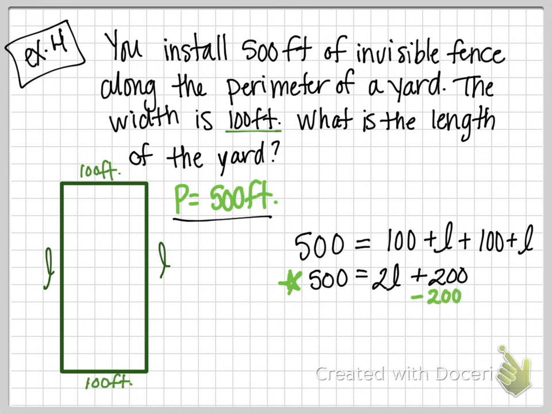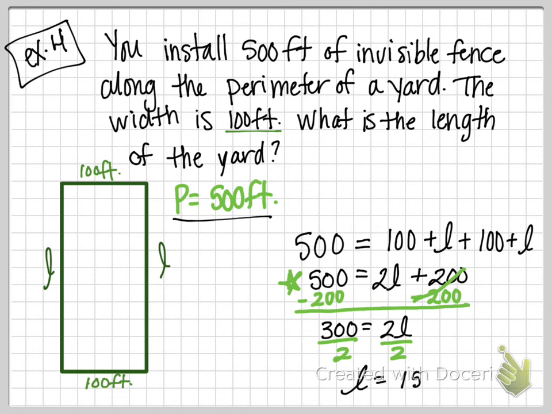So first, if I covered up my L, my variable term, first thing I would do is subtract 200 from each side. And then I would get 300 is equal to 2 times L. And my last step is going to be to divide both sides by 2. So I get that L, the length of one side of this yard, is 150 feet.